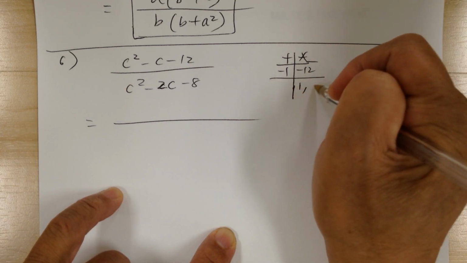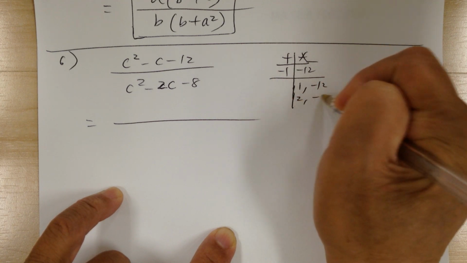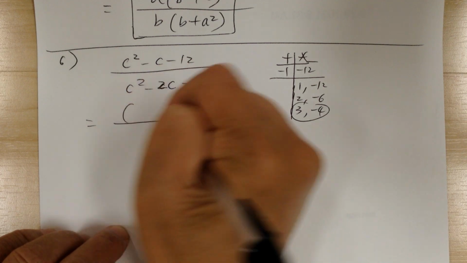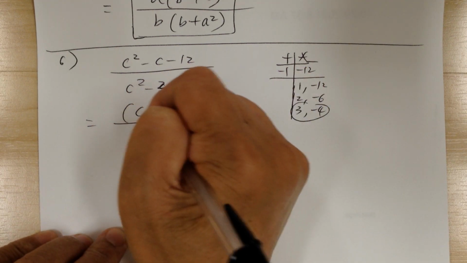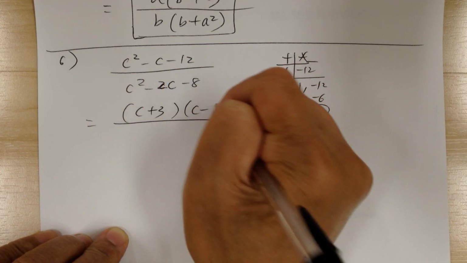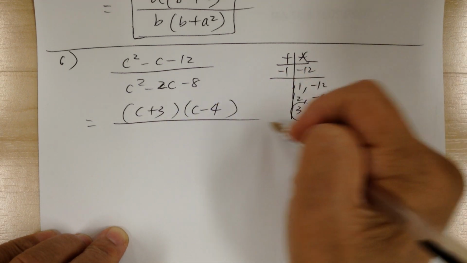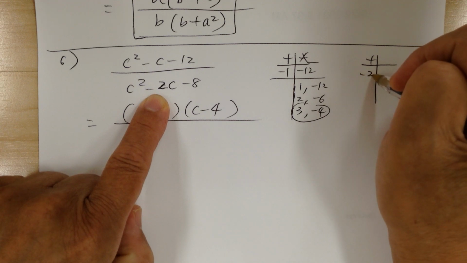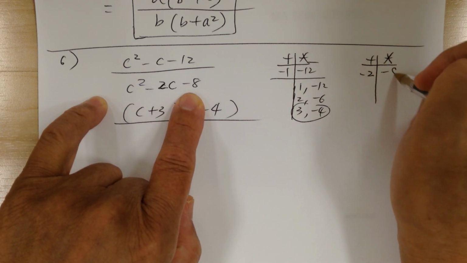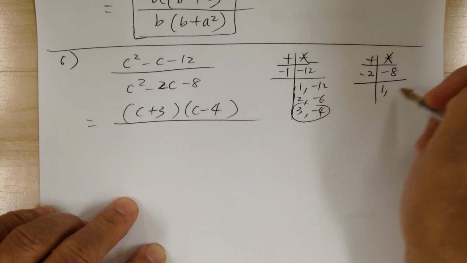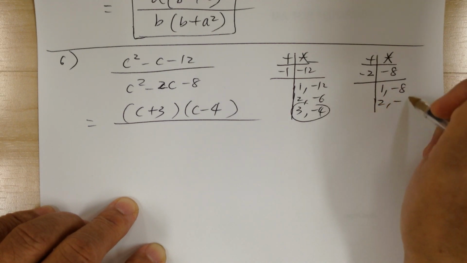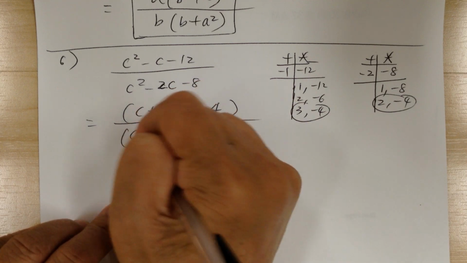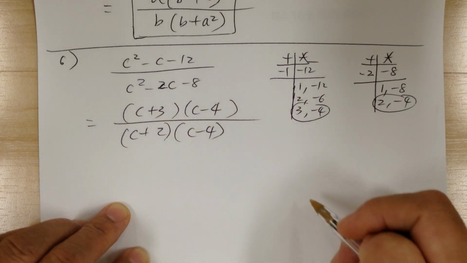Start with 1 comma negative 12, 2 comma negative 6, 3 comma negative 4, and that's the one. So you get c plus 3, c minus 4. Now let's go and factor the bottom. You need to add to get negative 2. You need to multiply to get negative 8. So start with 1 comma negative 8, 2 comma negative 4, and that's it. So you get c plus 2, c minus 4.